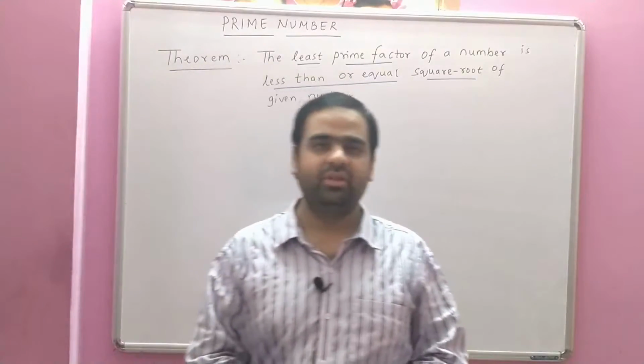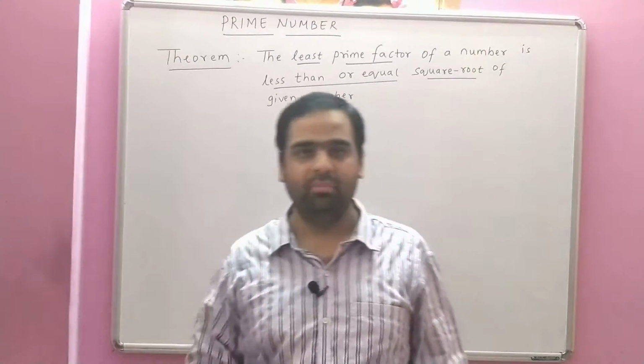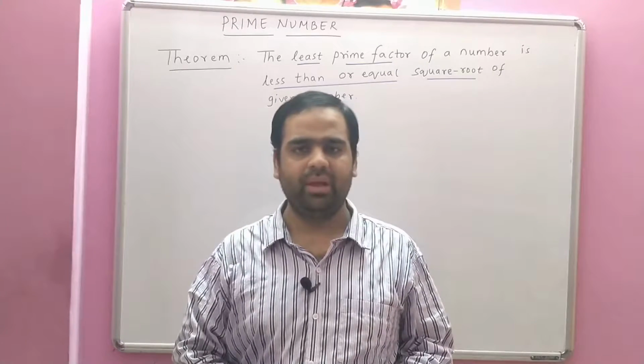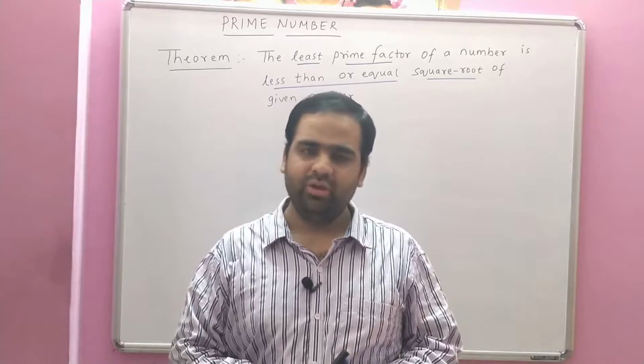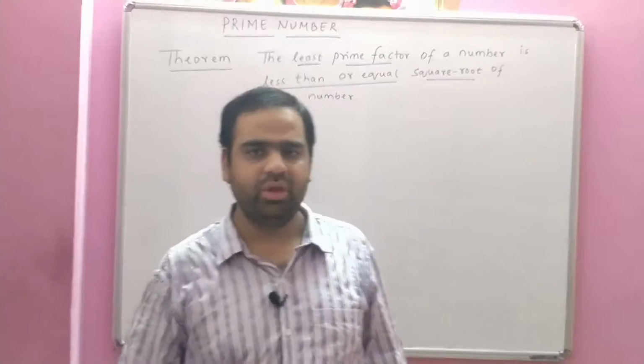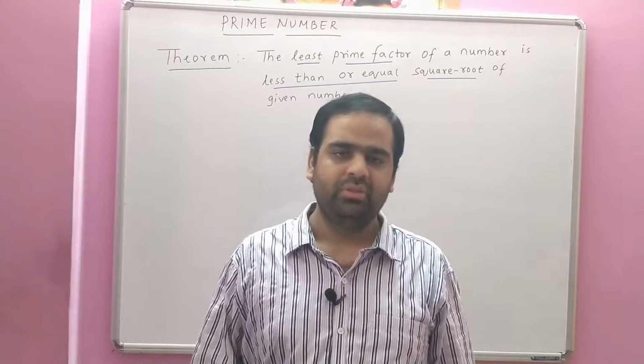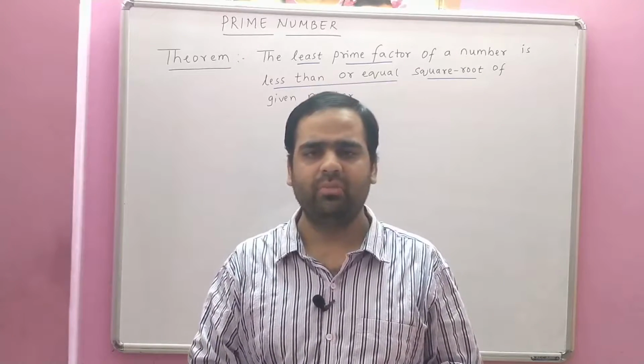Hello friends, let us see the next question on the prime number. Now, we want to find if a given number is prime number or not. Now, we know that 1 is neither prime nor composite. Now, the prime number range is from 2 till infinity. There is a theorem to find if a number is prime or not.